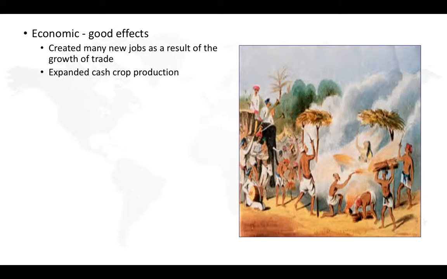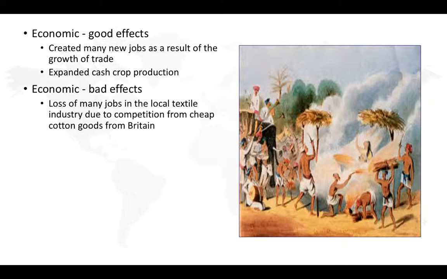Not all of it was good because some of it was more of a coerced form of labor. They expanded their cash crop production. And the bad effects: loss of many jobs in local textile industries due to competition from cheap cotton goods from Britain. So basically, India's pre-existing economy is going to collapse a bit because the British come in and almost just completely take it over.